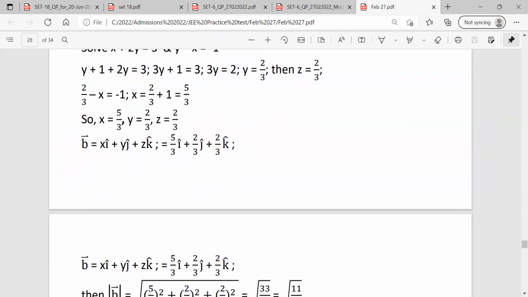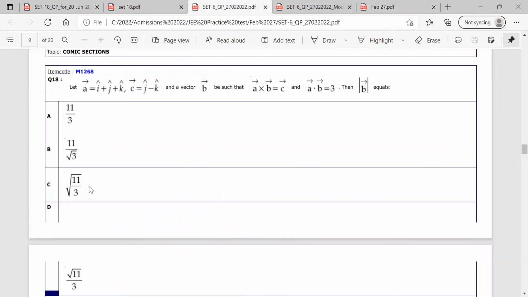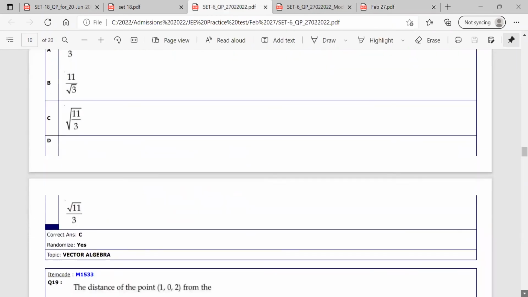Now the question is asking what is mod B. So what I have to do is find the value, that is root of 5 by 3 whole square, since 5 by 3 is the x coordinate, then 2 by 3 whole square is y, and 2 by 3 whole square is the z coordinate. So we have 5 by 3 whole square plus 2 by 3 whole square plus 2 by 3 whole square. It becomes root of 33 by 9, which can be rewritten as root of 11 by 3. So mod B becomes root of 11 by 3. This is the answer for this question, and that is option C, which is root of 11 by 3.